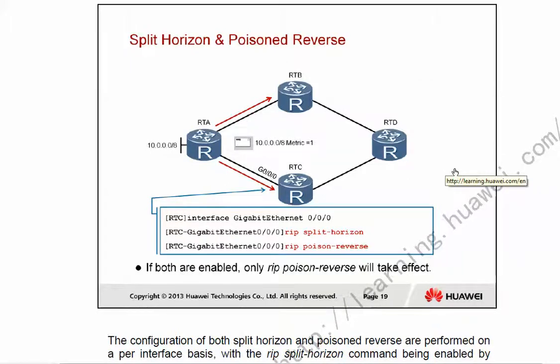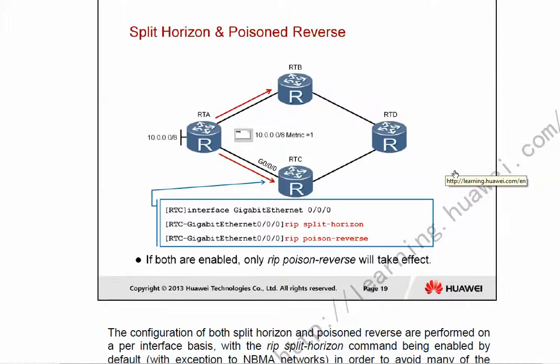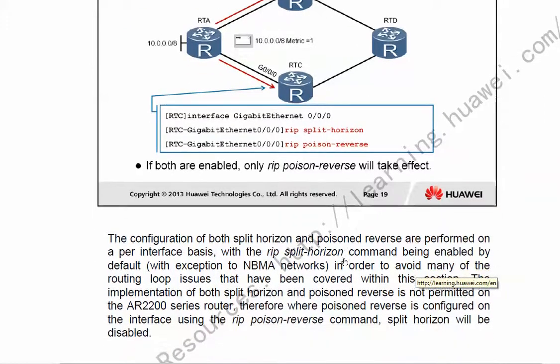Split horizon and poison reverse. These two commands can be configured under the interface. So the command is rip split-horizon and rip poison-reverse. If both are enabled, only rip poison-reverse will take effect, and rip split-horizon will be disabled. This is on the AR2200.